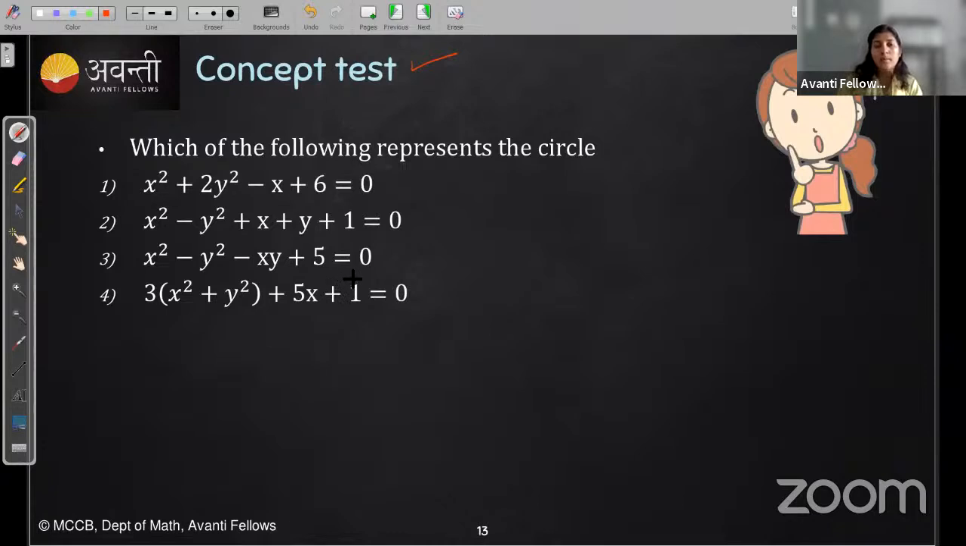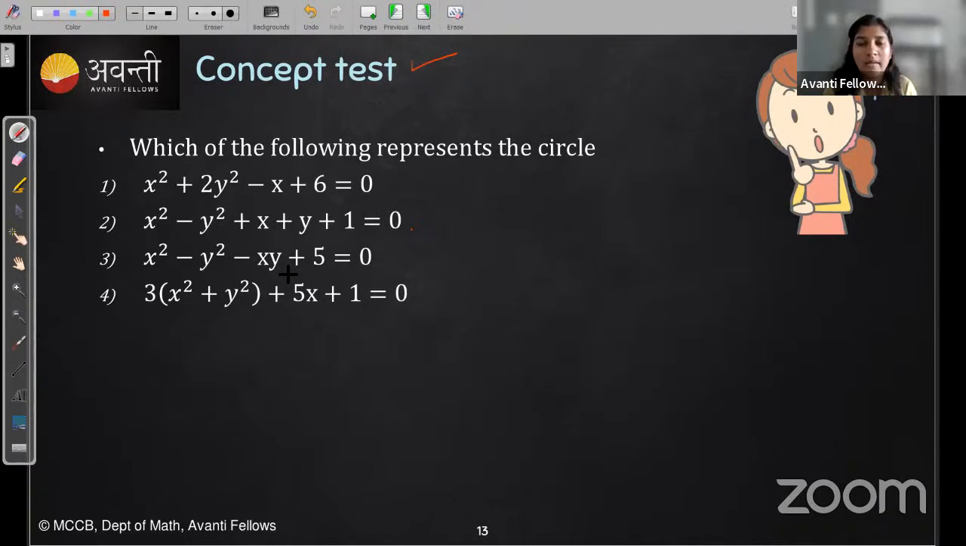So options are x square plus 2y square minus x plus 6 is equal to 0. x square minus y square plus x plus y plus 1 equal to 0. Next is x square minus y square minus xy plus y equal to 0. And the next option is 3 into (x square plus y square) plus 5x plus 1 equal to 0. Answer me. Quickly. Let me see how many of you understood.